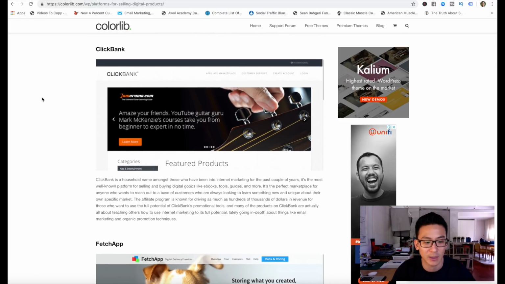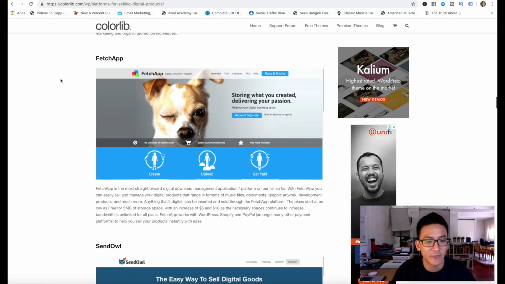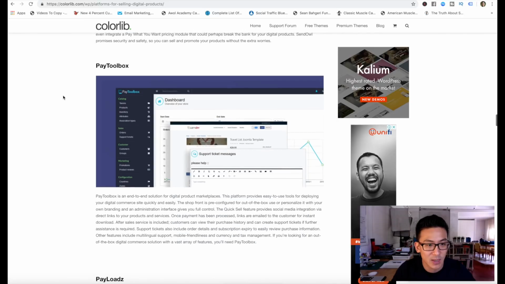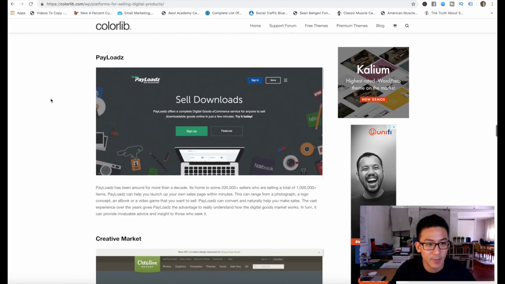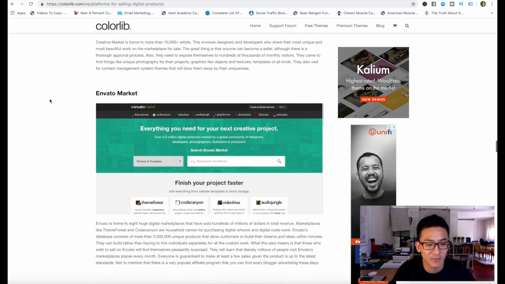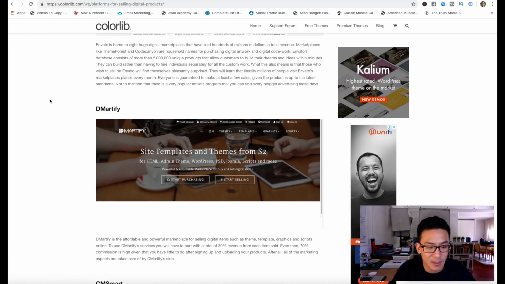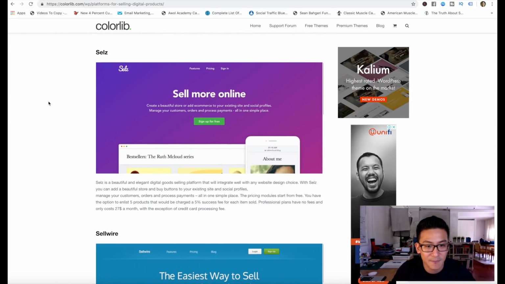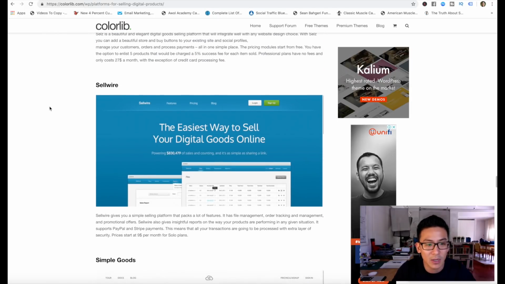I've personally sold products from ClickBank before. Fetch App. SendOwl. Easy way to sell digital goods. Pay Toolbox, Payloads. There are so many websites. Creative Market, Envato, Demartify, CM Smart, Sells, Sell More Online. Sellwire. Now, not all of them are actually marketplaces.